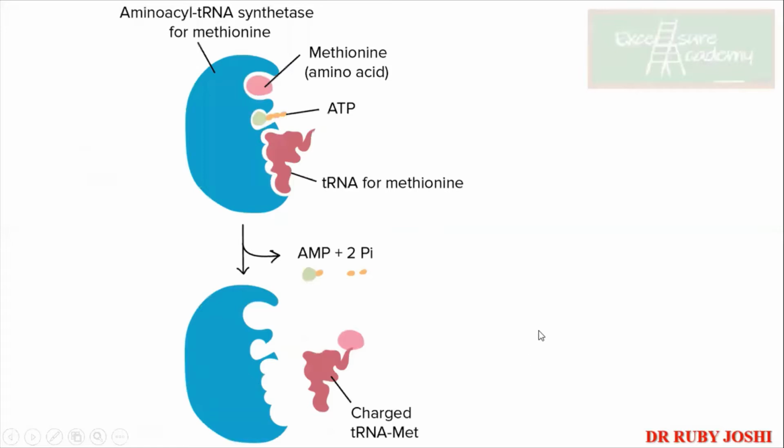Okay, good. This is the same figure which we have discussed earlier. Here you can see that the amino acid, ATP and the tRNA, for example in this case methionine, have the binding site at the aminoacyl-tRNA synthetase. Then first your methionine, the amino acid, gets adenylated with the help of the ATP, releasing 2 Pi. Then once this adenylated amino acid gets charged onto the tRNA, it releases AMP. So at the end, what we get is the charged tRNA with the respective or cognate amino acid.